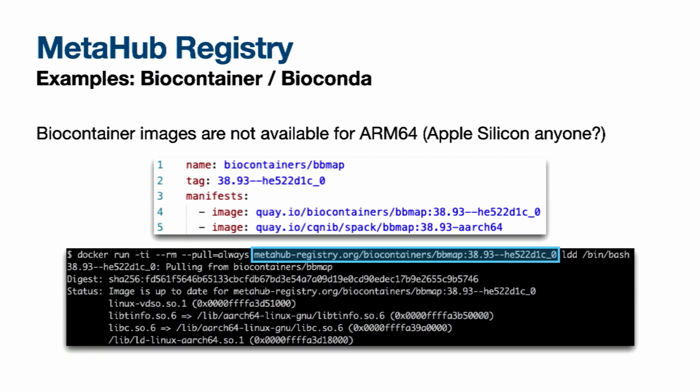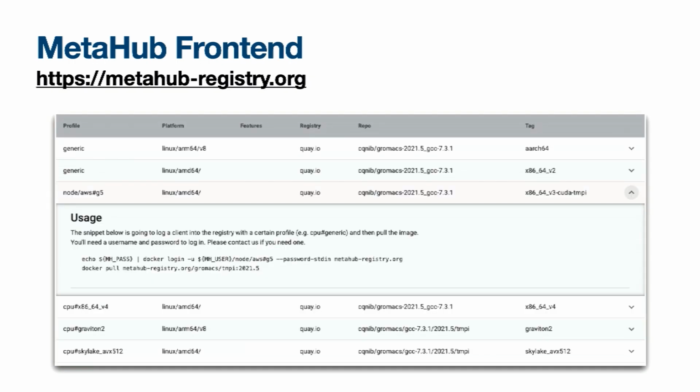If I'm using MetaHub and ask for the same image, just with a MetaHub registry in front, it will serve me the lower image, because it has two options, x86 and ARM, and it will serve the best for the actual host. There's a front end as well where you can see all the different images for GROMACS in this case, and it shows you how to download it.